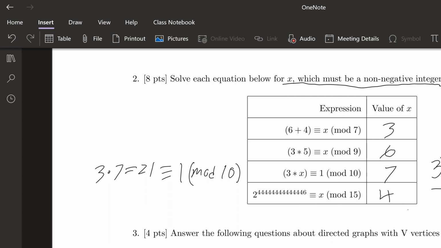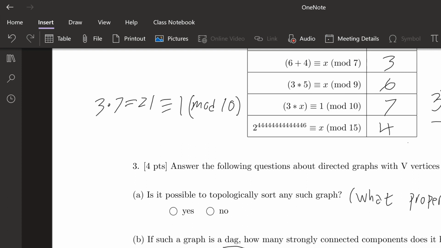So now that we're done with 2, we spent a little bit of time on that, but modular arithmetic is new. I want to make sure it's fresh in everybody's mind when the midterm comes around. But now that we're done with that, we can move on to question 3. Answer the following questions about directed graphs with V vertices and E edges. So real important to know, these are directed. So question A, is it possible to topologically sort any such directed graph?